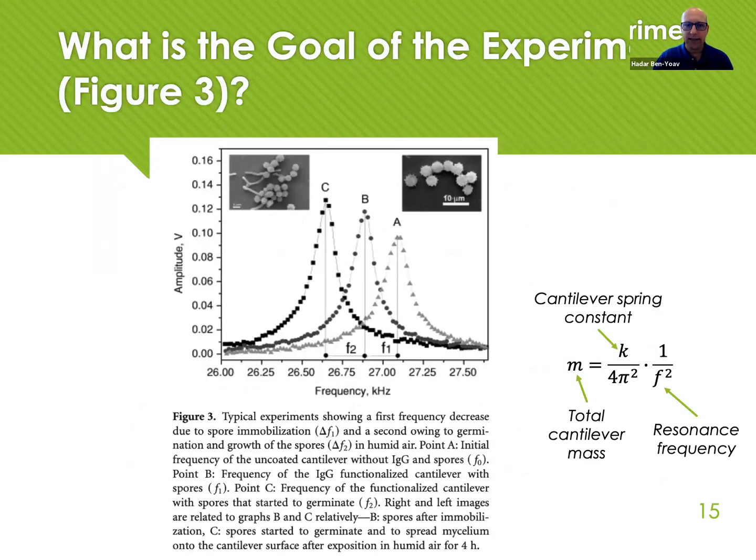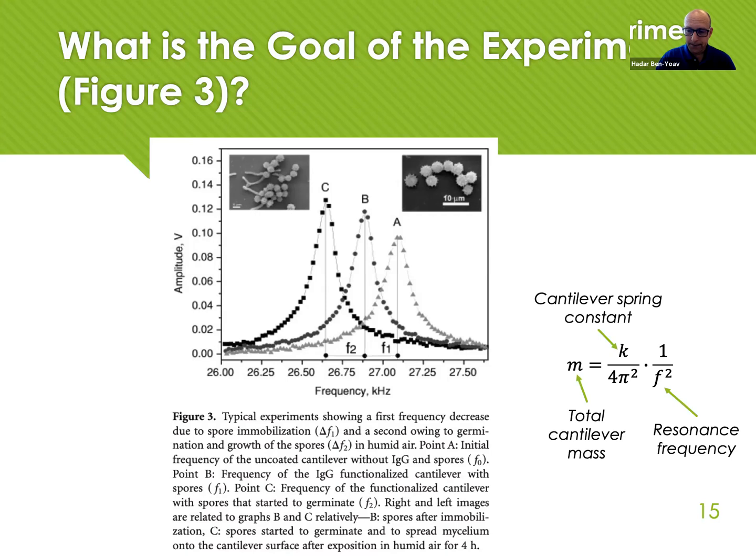What is the goal of the experiment? Now, I promised you the theory of cantilever resonance frequency, and it's dependent on the mass. This is the equation that correlates the mass: the total cantilever mass equals the cantilever spring constant, since it behaves like a spring, over 4 pi squared times 1 over the resonance frequency squared.